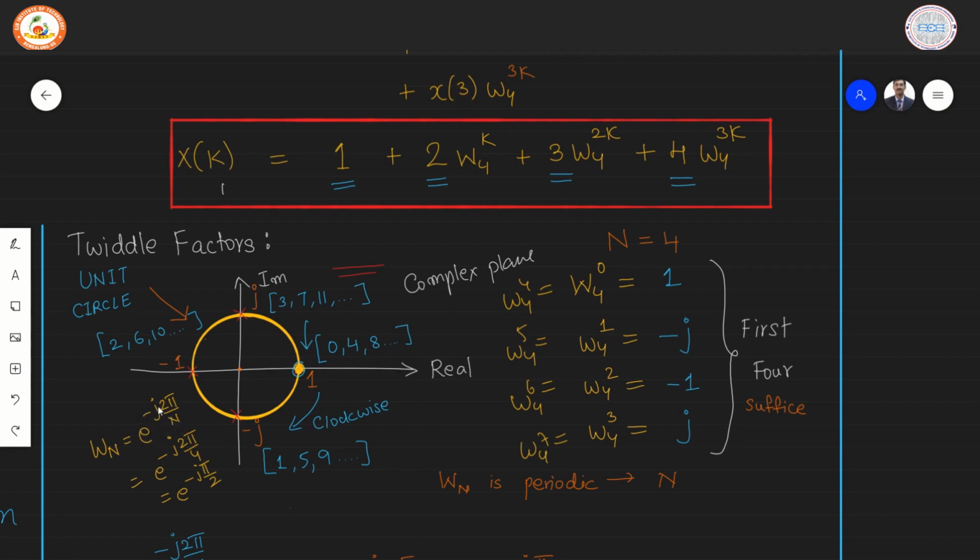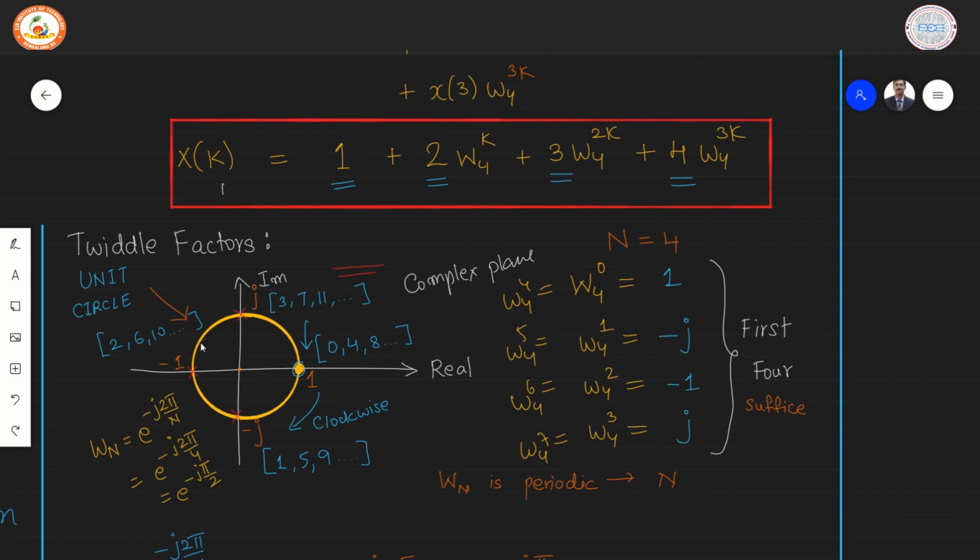Now we know this is in the complex form. In this complex form, the amplitude is 1 and the phase angle is given by minus 2 pi by N. Therefore, since the amplitude is 1, on the complex plane the horizontal axis is called the real axis and the vertical axis is called the imaginary axis. We draw a circle whose radius equals 1 and this circle is referred to as the unit circle.